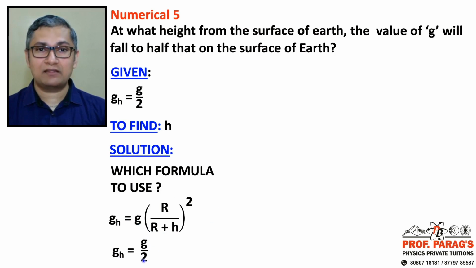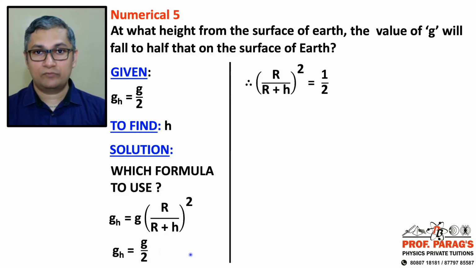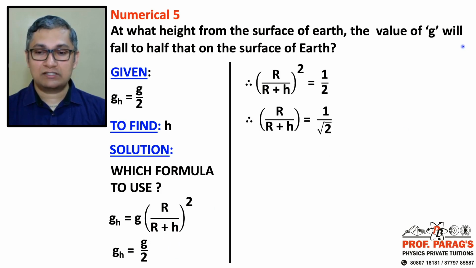If I compare these two, or divide these two, I can understand that r upon r plus h the whole square is nothing but the number half. This g gets cancelled off, gh gets cancelled off. So r upon r plus h the whole square is 1 by 2. Let's take the square root. So r upon r plus h is 1 by root 2, and let's cross multiply.